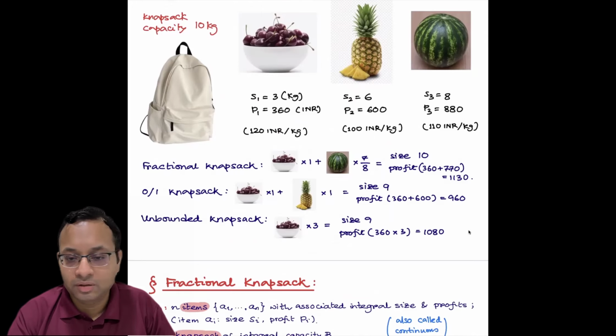So we see the solutions can be different and the values can be quite different. We'll see in the next video about fractional knapsack, which is the easiest problem among these three. Then we'll talk about unbounded knapsack. And finally, we'll talk about 0-1 knapsack.